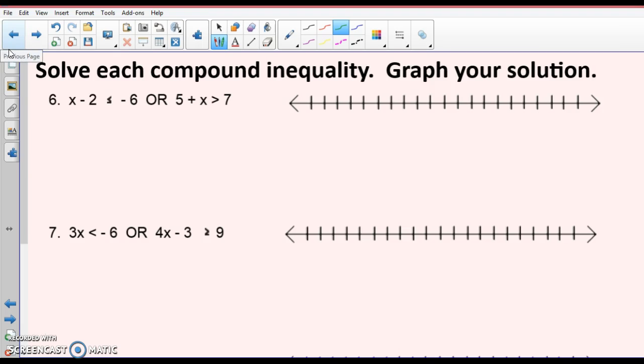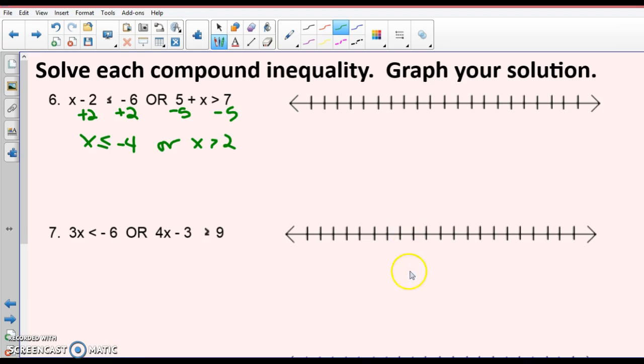Now, here we go to the solving. Let's remember, when we are solving inequalities, if you multiply or divide both sides by a negative, you need to switch your inequality. When you have an "or" statement, it's just 2 separate little problems. So, add 2 to both sides. So, x is less than or equal to -4. Or, subtract 5, x is greater than 2.